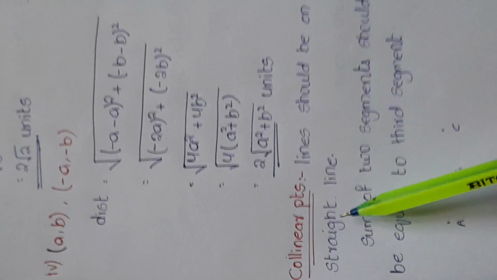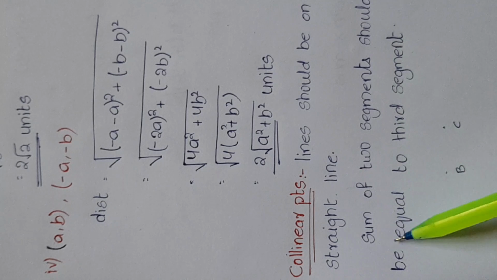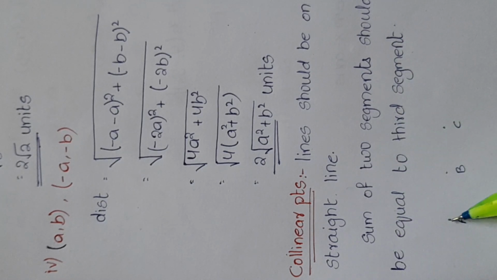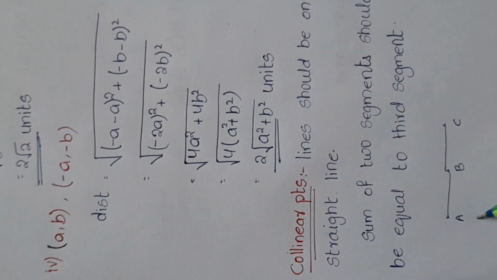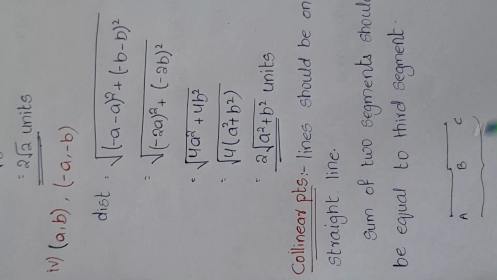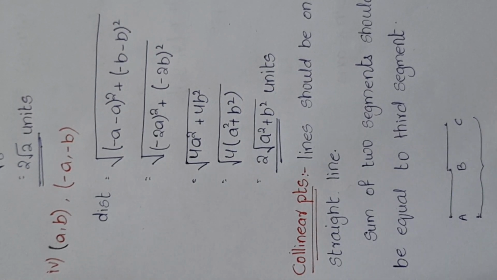Collinear points. Points should be collinear, that is, they should lie in a straight line. Otherwise, the sum of the two segments should be equal to the third segment. Let A, B, C be 3 points. If the distance between A and B and B and C is added, we should get the total distance AC. That is, AB plus BC should be equal to AC.